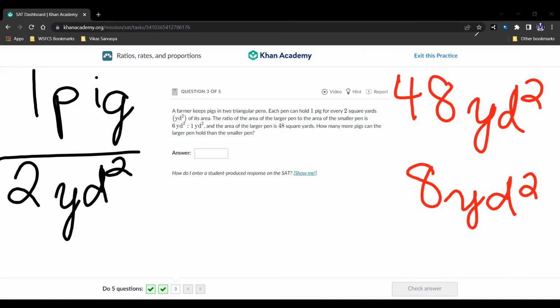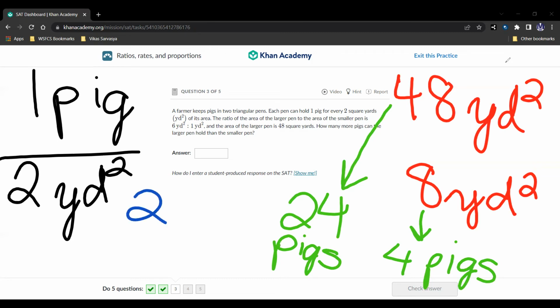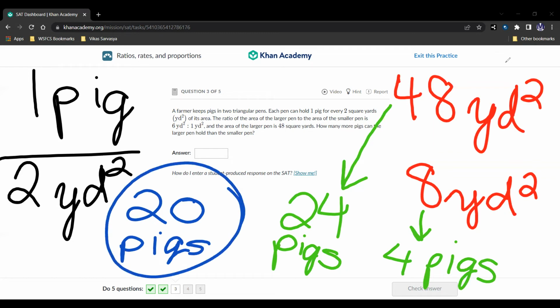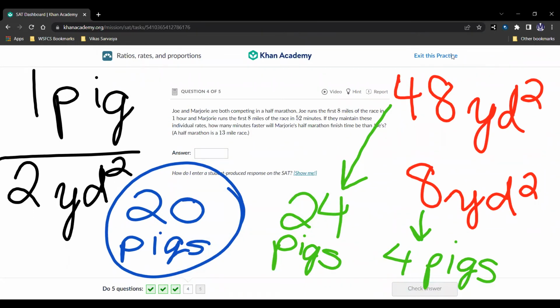So then this one, since we have 1 pig per 2 square yards, is going to have 24 pigs. And then the smaller pen is going to have 4 pigs. And the difference here is going to be 20 pigs more that the larger pen can hold than the smaller pen. So our answer is 20 more pigs. Let's move on to the next question.